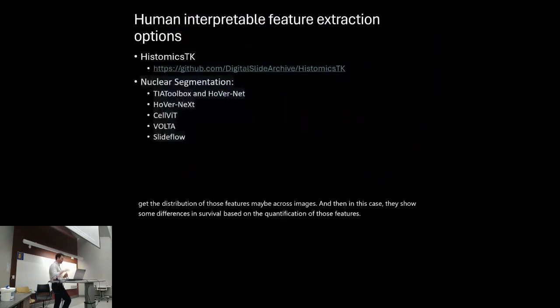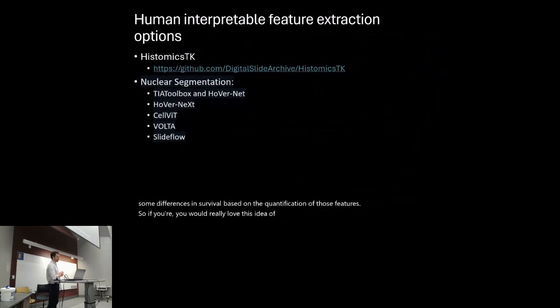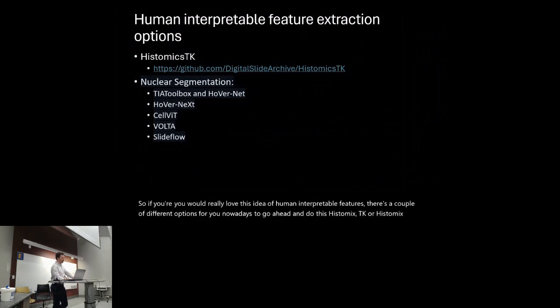So if you really love this idea of human interpretable features, there are a couple of different options for you nowadays to go ahead and do this. HistomicsTK, or Histomics Toolkit, published by the Digital Slide Archive, is probably the most comprehensive resource for doing this sort of thing nowadays. They have a very nice GitHub that will allow you to go ahead and extract features in addition to segmenting nuclei and tissue regions and that sort of thing.